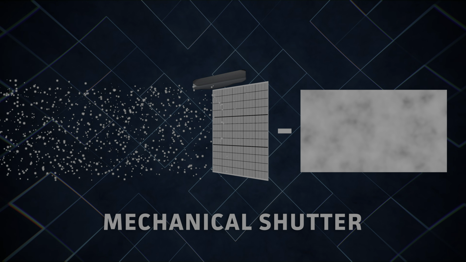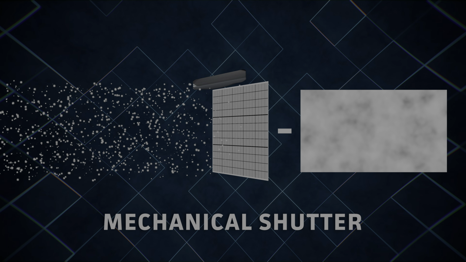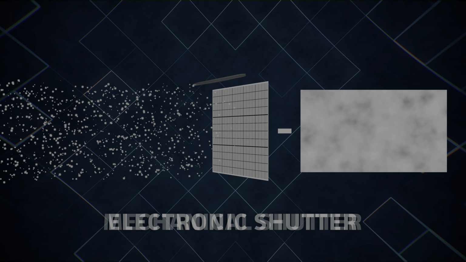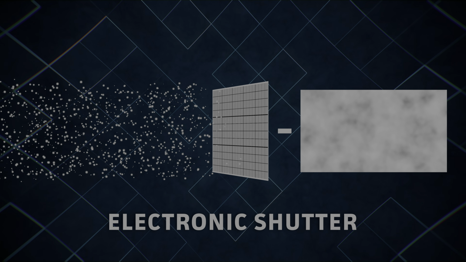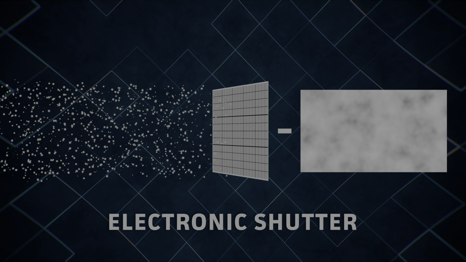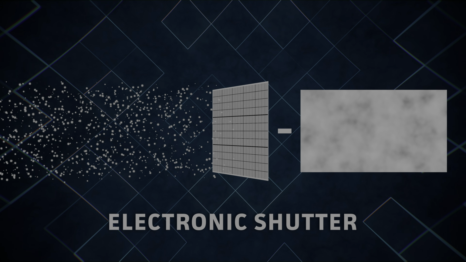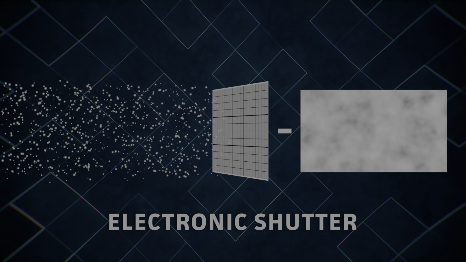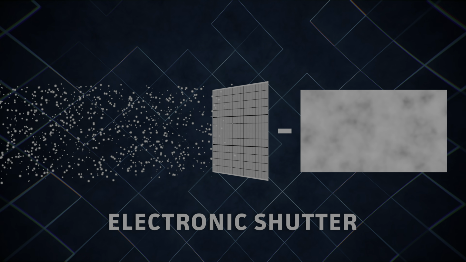This is called a mechanical shutter. And in other cases, such as when capturing video, there is nothing physically blocking the light, and instead the collection is started and stopped electronically. This is called an electronic shutter. Regardless of which method is used, the same general principles apply.